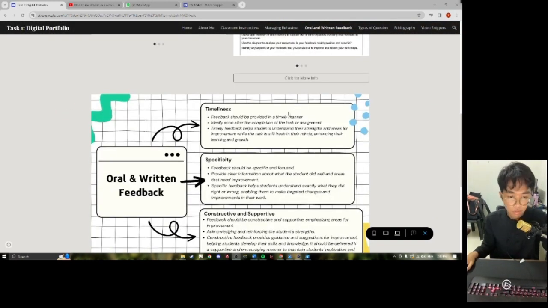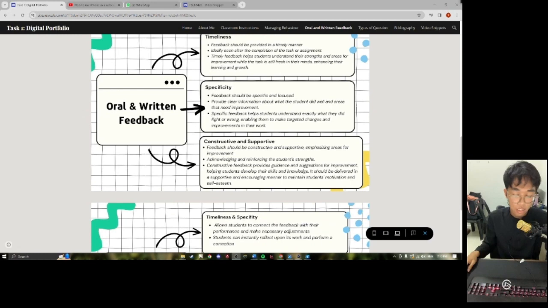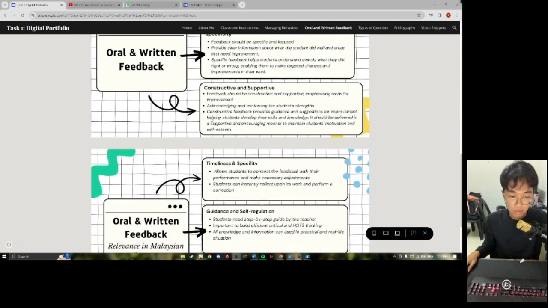So let's get right into it. There's three very important principles that we need to recognize, which is timeliness. We need to be very instant with our feedback, either oral or written, so that students can instantly connect whatever feedback we give to their mistakes, while it is still fresh in their mind, and so that they can instantly improve based on the mistake that they made.